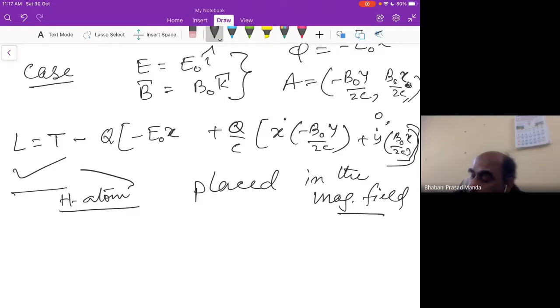First you have to find the Lagrangian for the hydrogen atom. Then what will be the Lagrangian if you put it in the magnetic field?